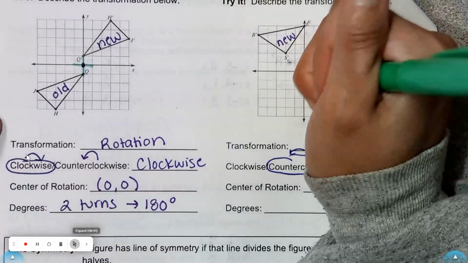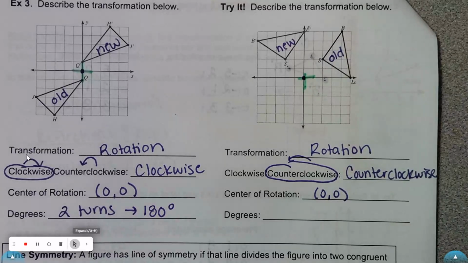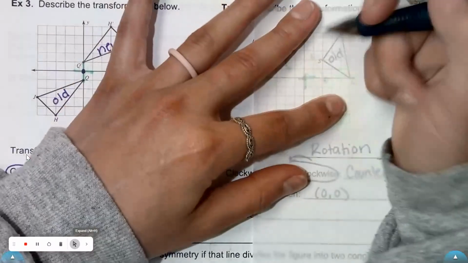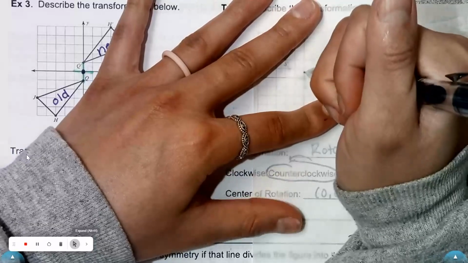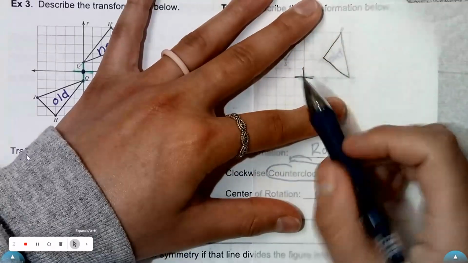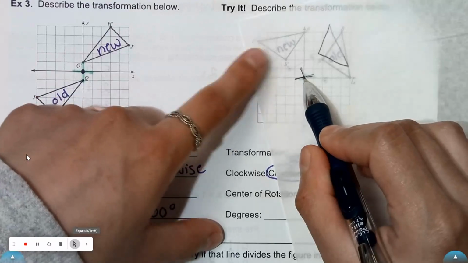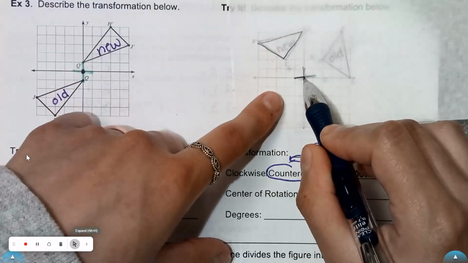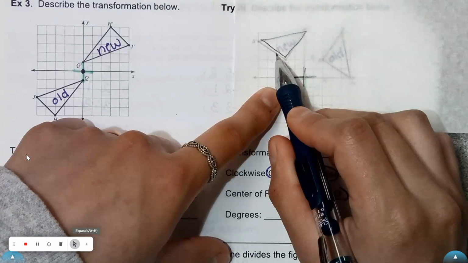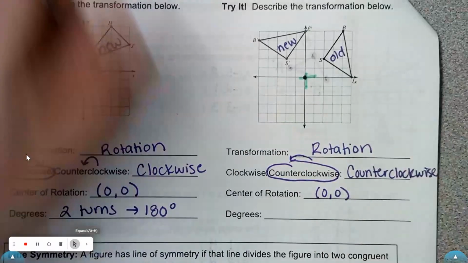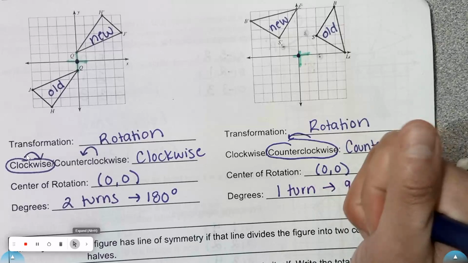Okay, so here's my center. Put my dot right in the middle. I'm going to trace the old one, and I'm going to trace my plus sign. Counterclockwise is to the left, so I'm going to see how many turns it takes for me to get to the left. So a turn is when it looks like a plus sign again. So that was 1 turn. You see how it lines up perfectly with the new one? So it only took 1 turn this time. So for my degrees, this is 1 turn, and 1 turn was 90 degrees.